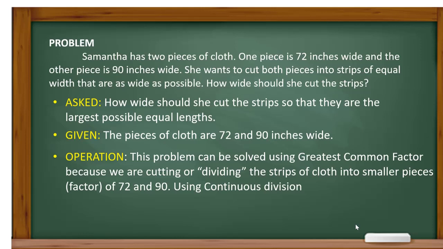This problem can be solved using greatest common factor because we are cutting or dividing the strips of cloth into smaller pieces. Those are factors of 72 and 90. So we will use continuous division. So the operation to be used is division. For the solution, we will find the GCF of 72 and 90.